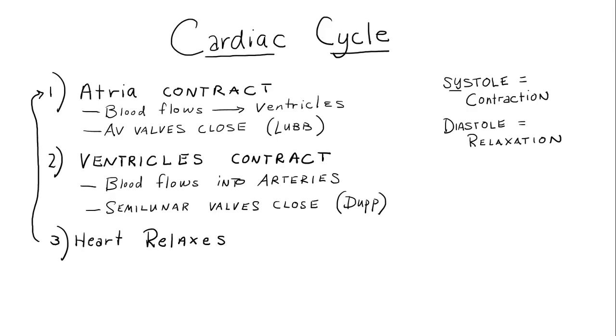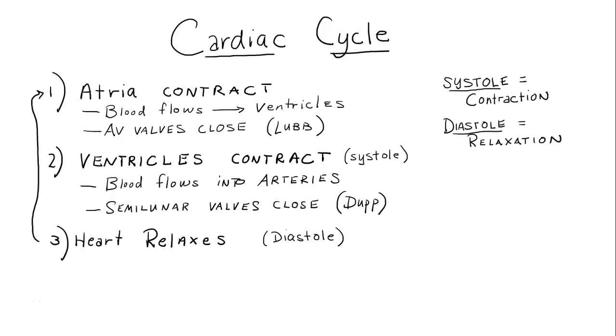Okay, so systole is contraction, diastole is relaxation. And so when the heart relaxes, it's in diastole. And when the ventricles contract, we say that the heart is in systole. If the ventricles stop contracting and you die, they call that asystole.